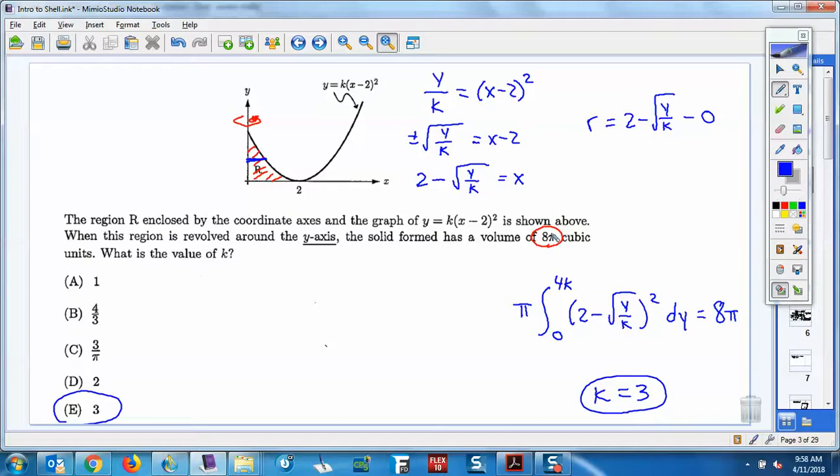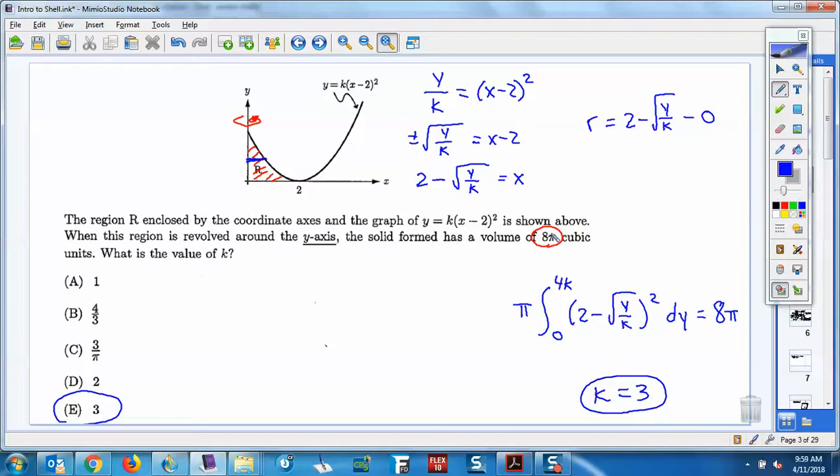And so you type this into your calculator as a solved problem. Actually, what I did is I just typed this integral in, and it gave me 8 pi k over 3. Then I set that equal to 8 pi, and it was easy to get k equals 3. But you could just do a solve. Solve this for k.